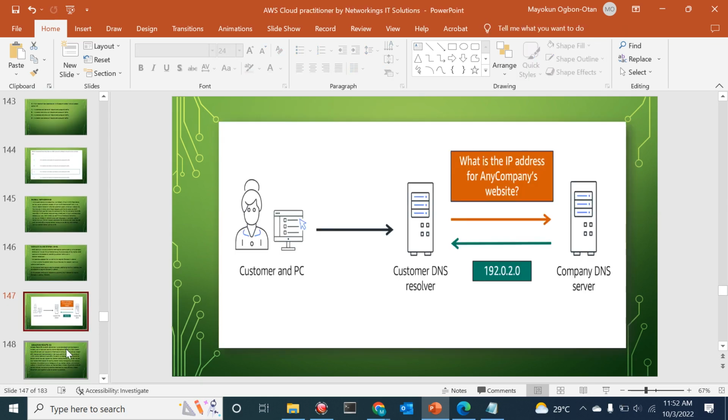Okay, so this is the customer and the PC. It goes to the DNS resolver. It will ask what is the IP address for Regina or any company's website, and then the DNS server will respond with that IP address. Okay.